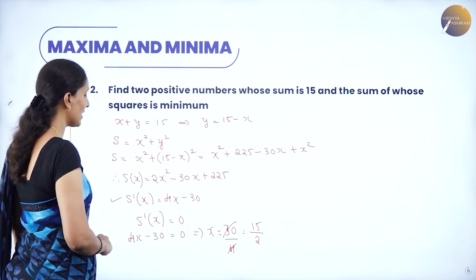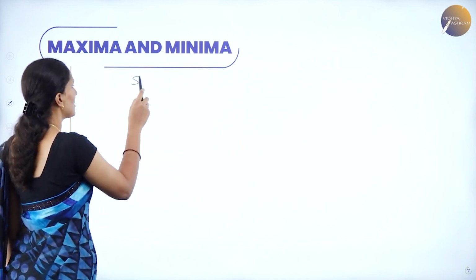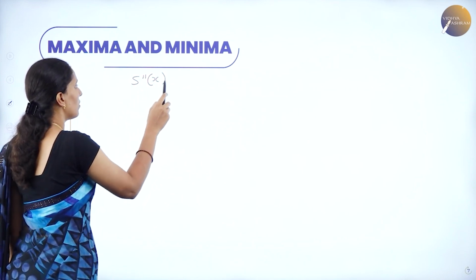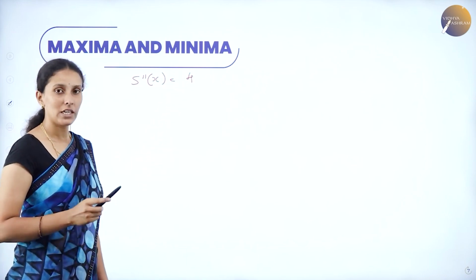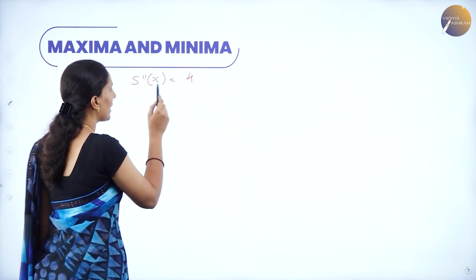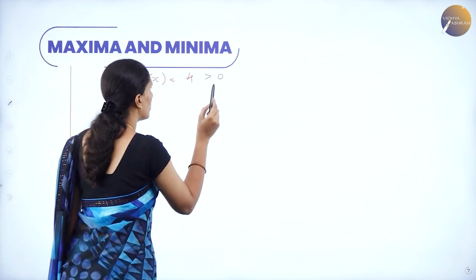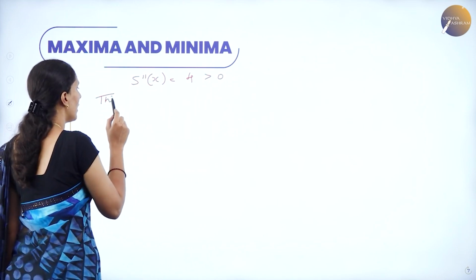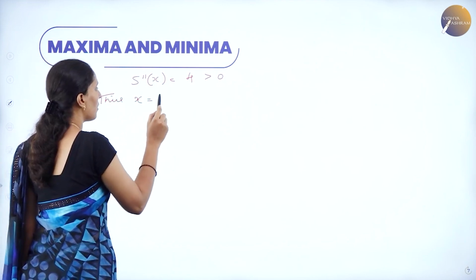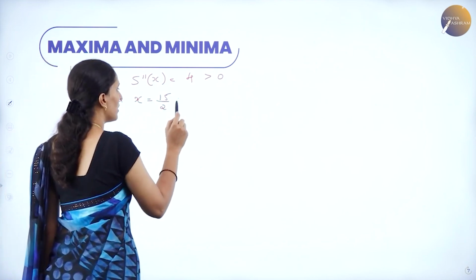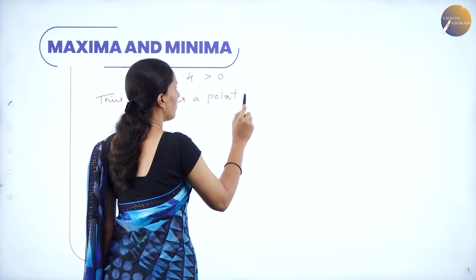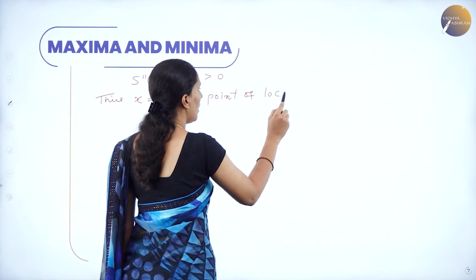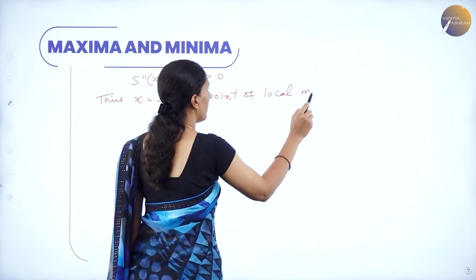That is, let us derive S dash of x. So, S double dash of x: derivative of 4x is 4 and minus 30 is a constant, it becomes 0. Clearly, the second order derivative is 4, which is positive. So, thus we can say x is equal to 15 by 2 is a point of local minima.